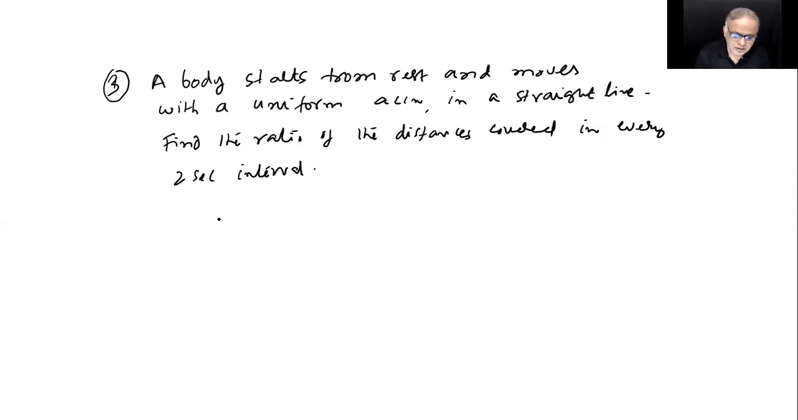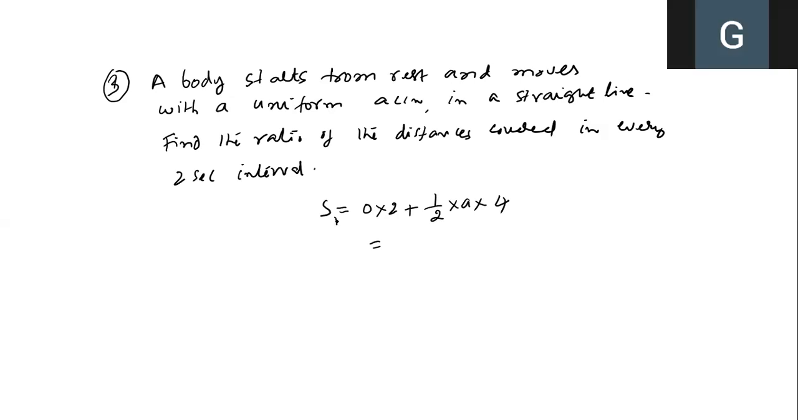So what do I do? What formula should I bring? Sir, by using S equals ut plus half at squared. S equals 0 into 2 plus half, a is unknown, into t squared, 4. How much is this? It's in the first interval. 2a, sir. 2a. It's in the second interval. Second interval means I should find for 4 seconds out in the next 2.